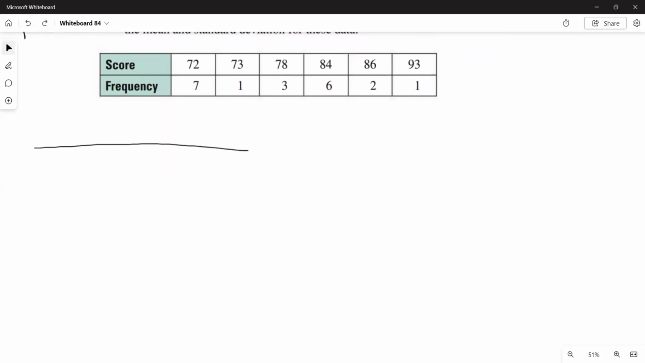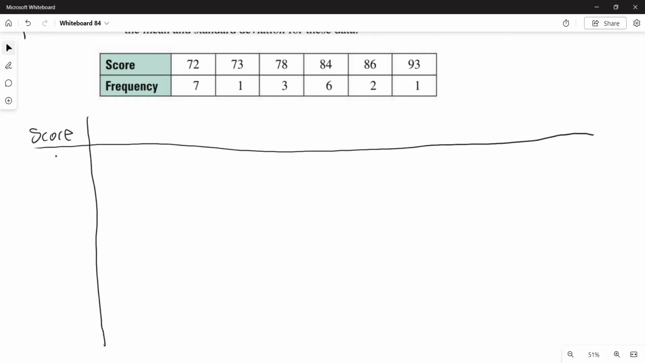So we always have the score, but we need to add a column for the frequency. So score, let's call it X. We're going to include a column for the frequency, F. Remember, to find the mean, you need to add the product of the scores times frequencies over the sum of the frequencies. So we need that.